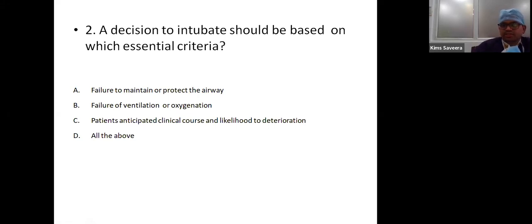A decision to intubate should be based on which essential criteria? A, failure to maintain or protect the airway; B, failure to ventilate or oxygenate; C, anticipated clinical course of deterioration; or D, all the above.